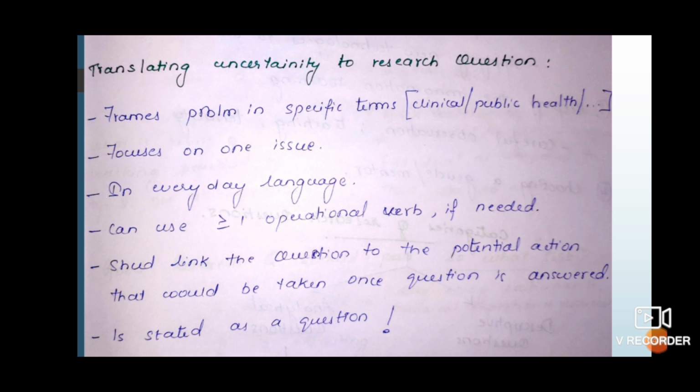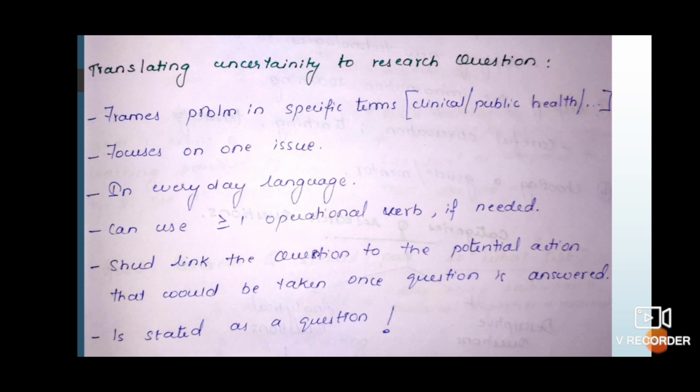And in the process of translating the uncertainty to a research question, we have to frame the problems in specific terms. For example, it should be in clinical terms or public health terms. It should not be in layman's terms, because we are talking about medical health research, and we should focus on one issue at a time.